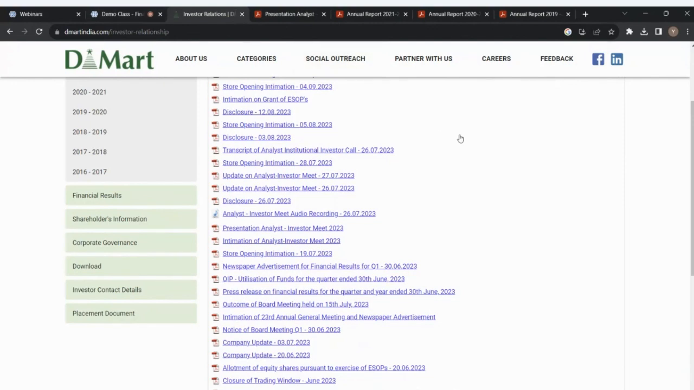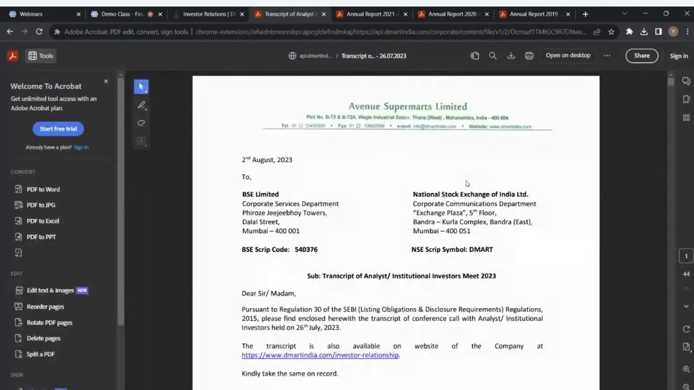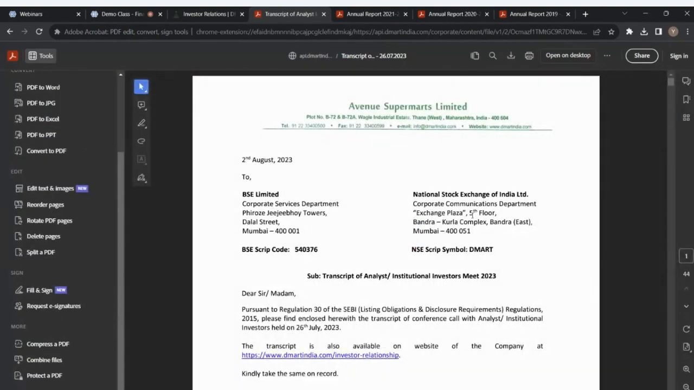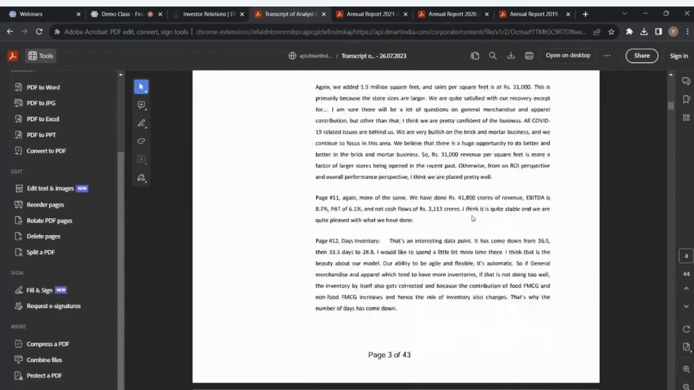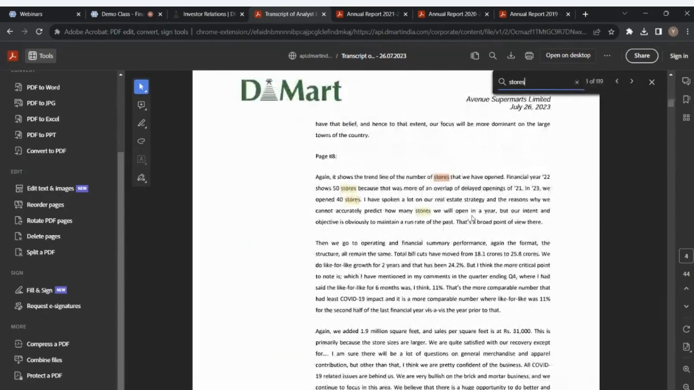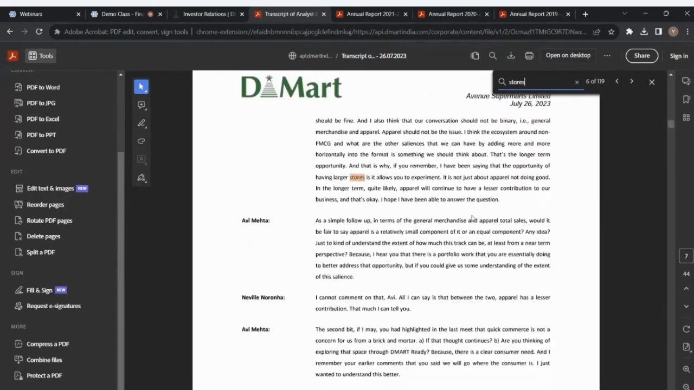Typically you will find that transcript, and in that transcript you can see what the company is talking about. And here we have a transcript from one of the calls, right? So we will just quickly look at this transcript and see if there is any information on the stores given to us. 50 stores, 40 stores.